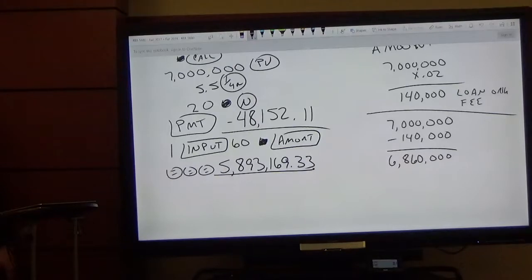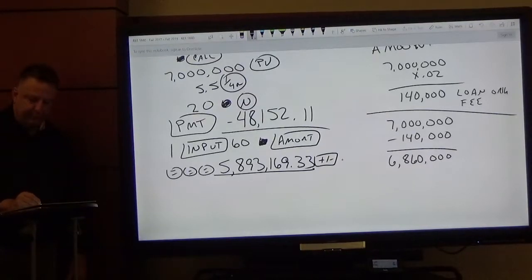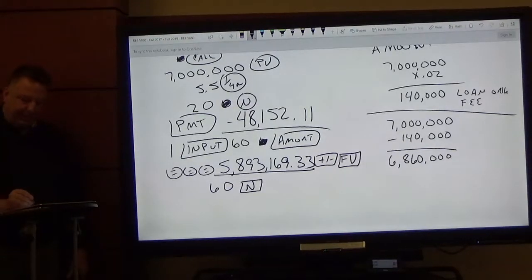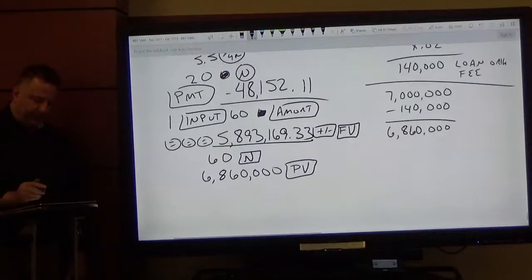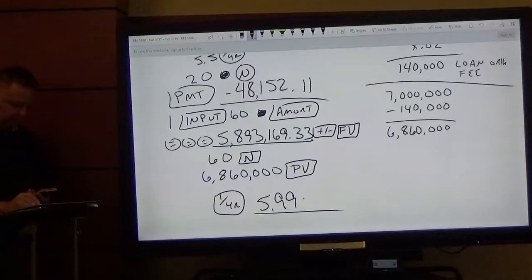Okay. So what you're going to do is make that the negative future value. You're going to make the term 60. And then you're going to put in the 6860 as your present value. And then you're going to solve for the interest rate, or the lender's yield. Obviously, you can round that up to 6%.